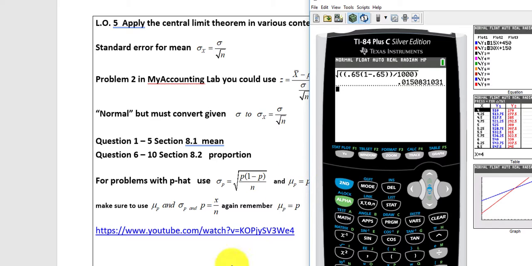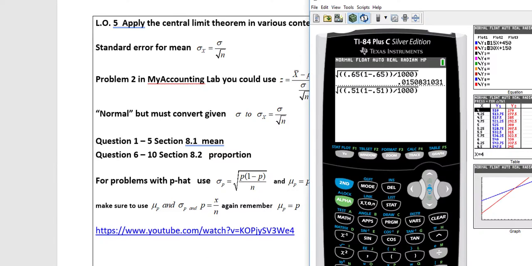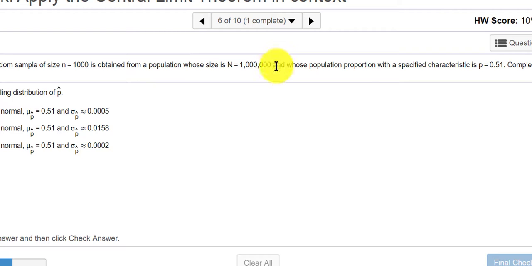So if I take out my calculator, oops, let me try that again. Okay, I think this is it, right? p times 1 minus p divided by 1,000, and the whole quantity, I have to take the square root of that. So my p was 0.51. I just want to double check with my problem. Yeah, 0.51, and my n was 1,000.